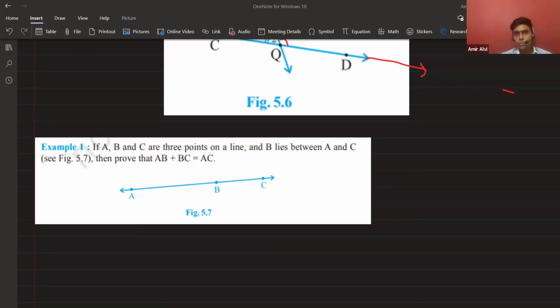Any idea how to prove it using an axiom or postulate? Using an axiom. We can also use axioms, which apply to all the things in the universe. I told you axioms are universal truths. Yes. So you can use the axiom also.